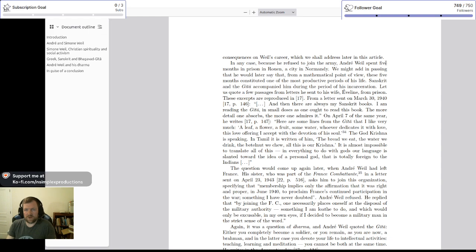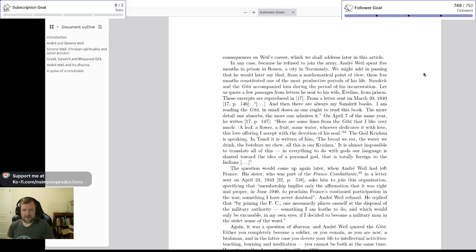Because he refused to join the army, Weil spent 5 months in prison in Rouen, a city in Normandy. We might add in passing that he would later say that, from a mathematical point of view, these 5 months constituted one of the most productive periods of his life. Sanskrit and the Gita accompanied him during the period of his incarceration. Let us quote a few passages from the letters he sent to his wife Aveline from prison.